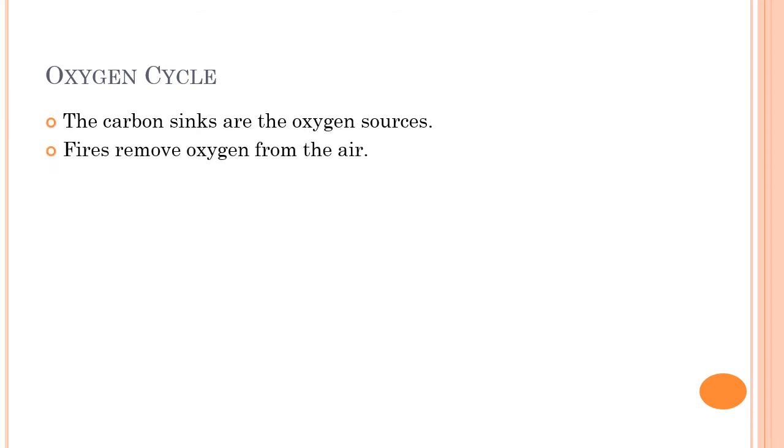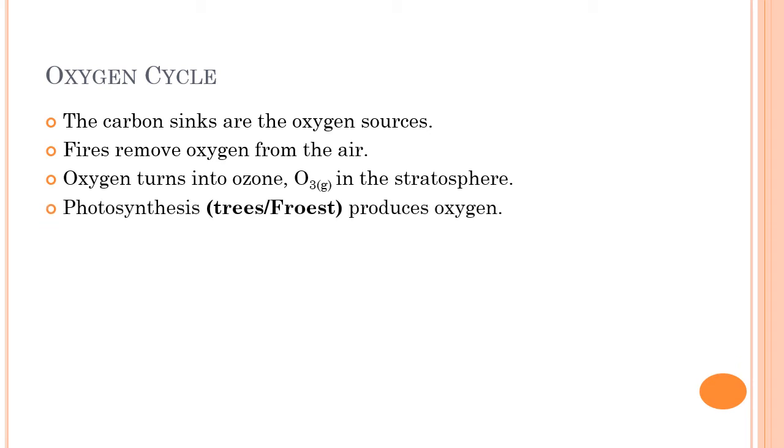So make sure we're going through the same points of the oxygen cycle, and think of the oxygen cycle when you're studying the carbon and the water cycles, because the carbon sinks are the oxygen sources. The fires remove the oxygen from the air, or its cellular respiration removes this oxygen from the air. And then oxygen can also turn into ozone, which is kind of like the Earth's force field we learned about. And then finally, photosynthesis helps return said oxygen back to our environment.